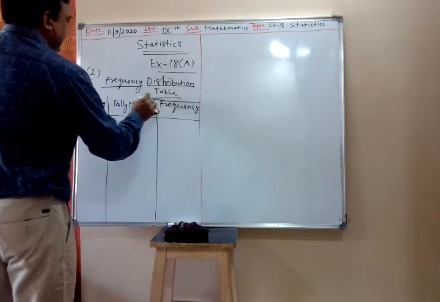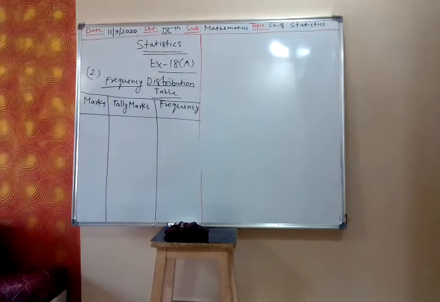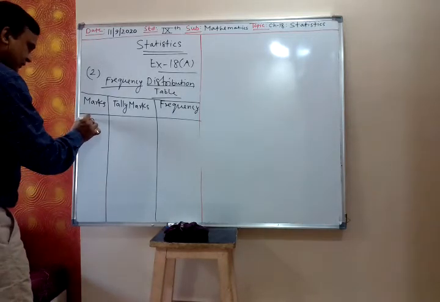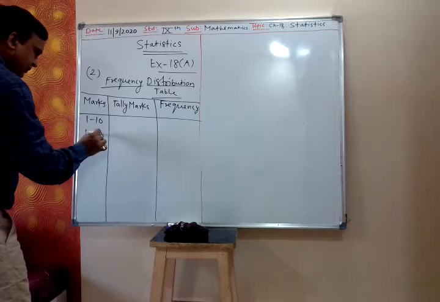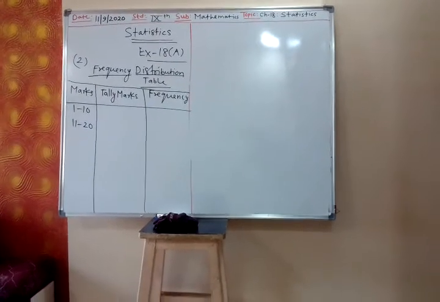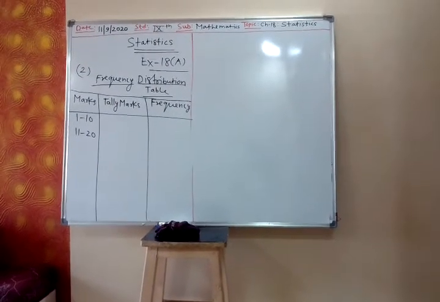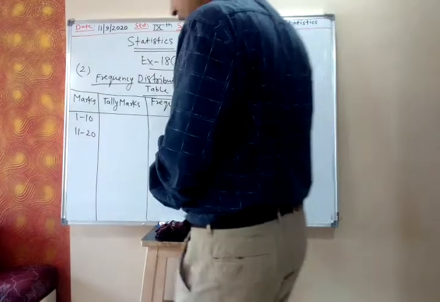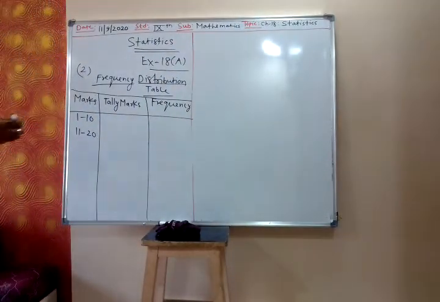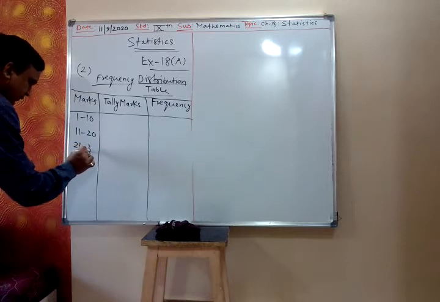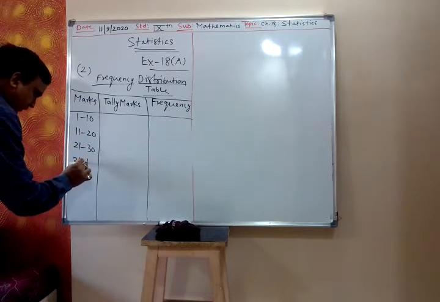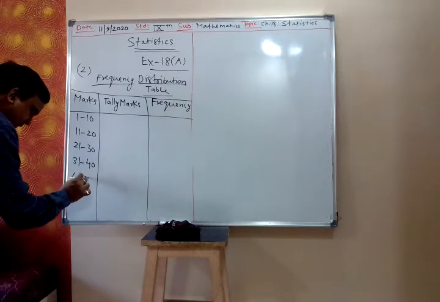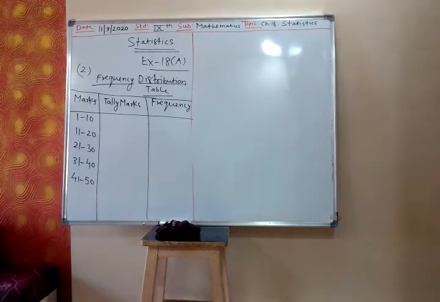So now taking the class interval as 1 to 10, then 11 to 20, then 21 to 30, then 31 to 40, 41 to 50. 41 to 50 is the last.